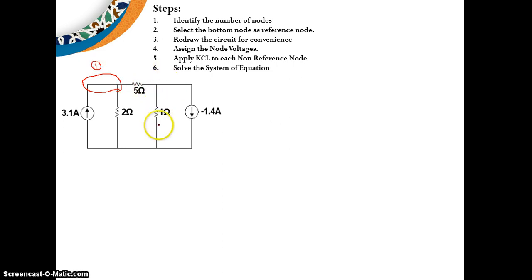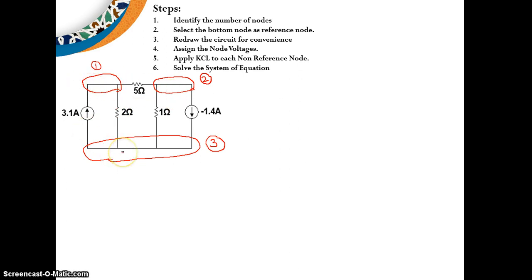Now this branch, this branch, this branch all meet at the common point here. This can be assumed as a node, so I am treating it as node number 2. Now this is the bottom node, where all the elements are connected or grounded together to this common node. I am marking it as node 3. So our step 1 is finished: identify the number of nodes. There are 3 nodes.